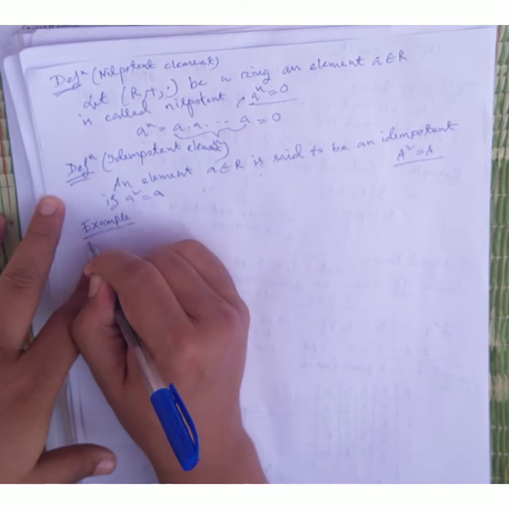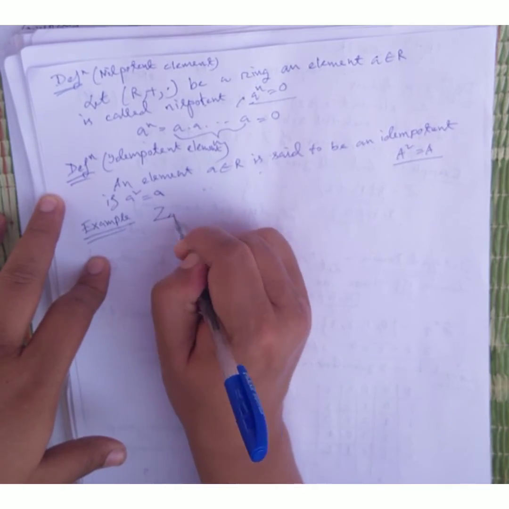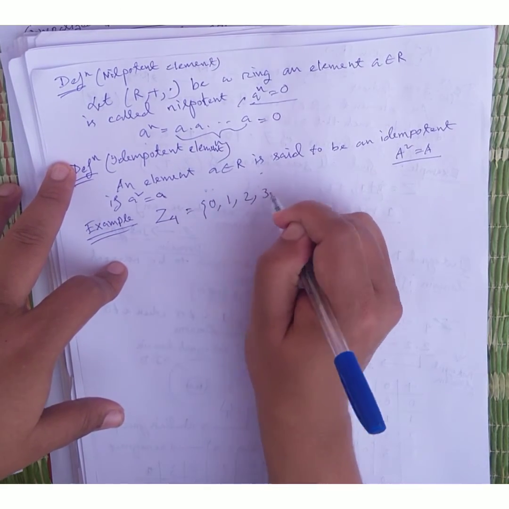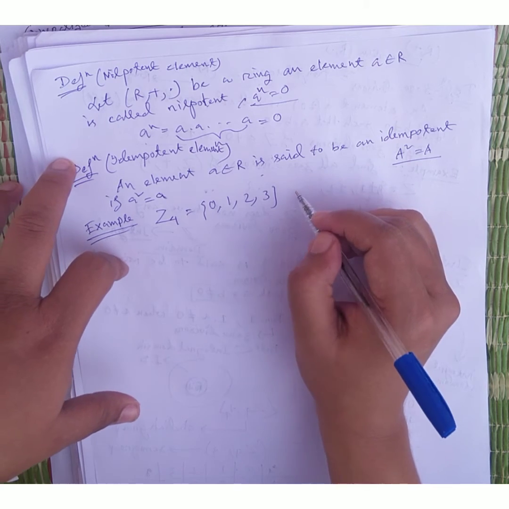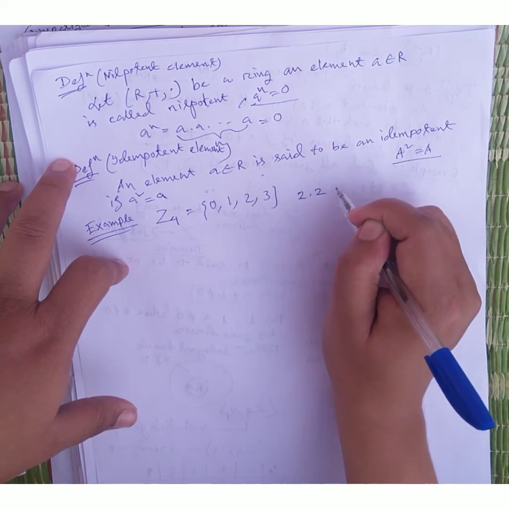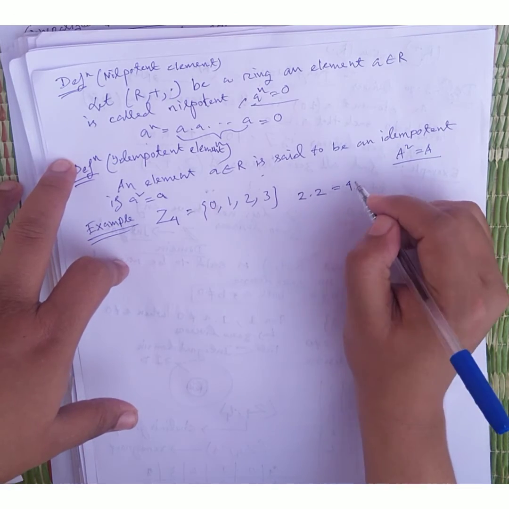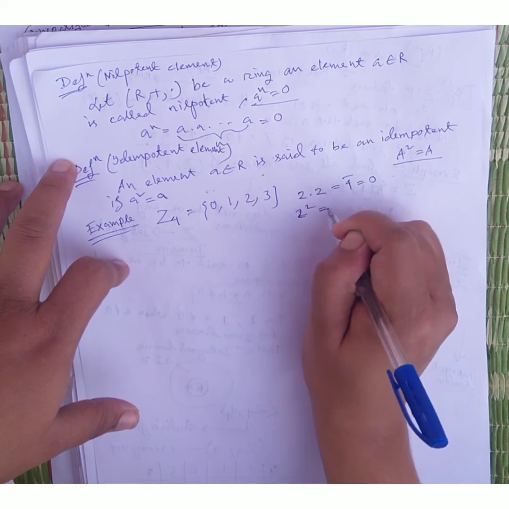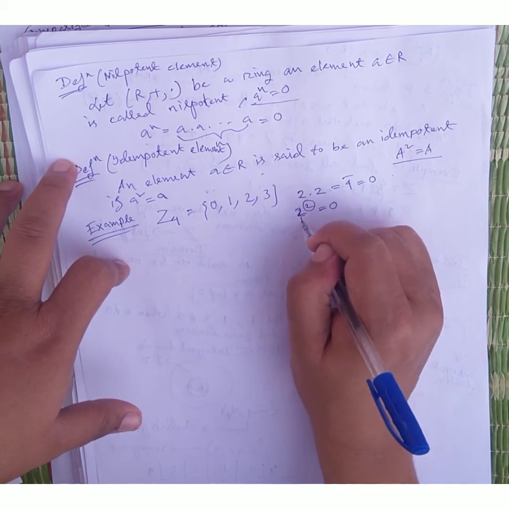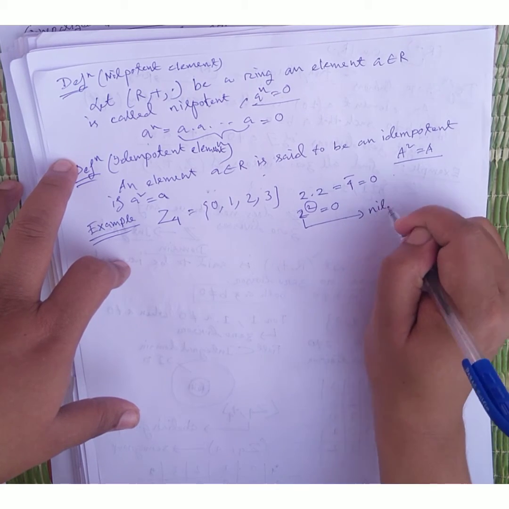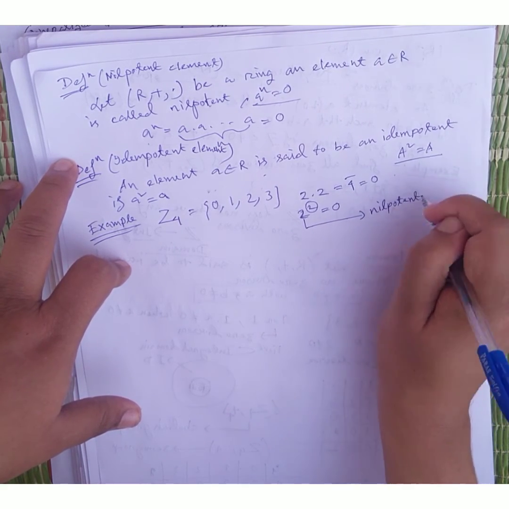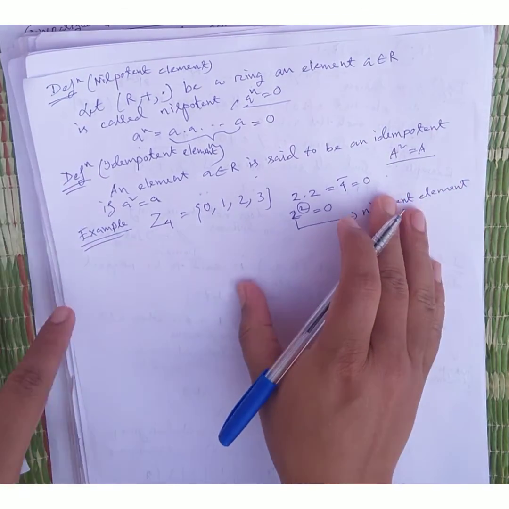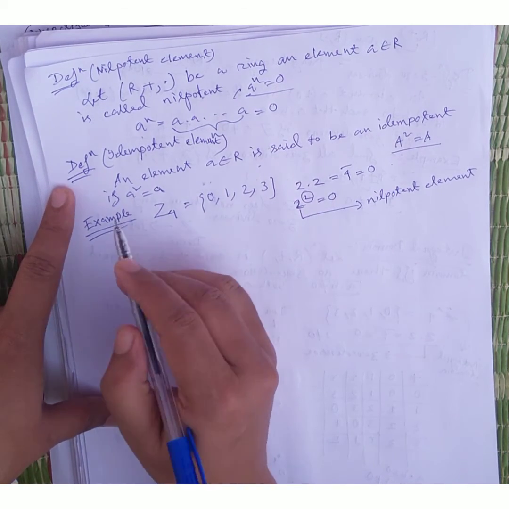The example is simple. In the case of a nilpotent element, if you take Z4 where you get 0, 1, 2, 3, then 2 times 2 is equal to 4, and 4 bar is equal to 0, so 2 square is equal to 0. So here 2 is also a nilpotent element.